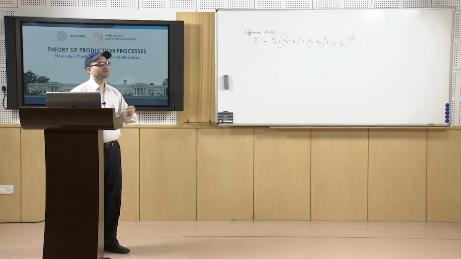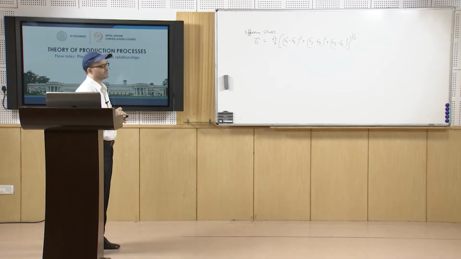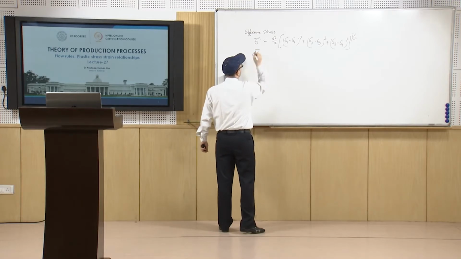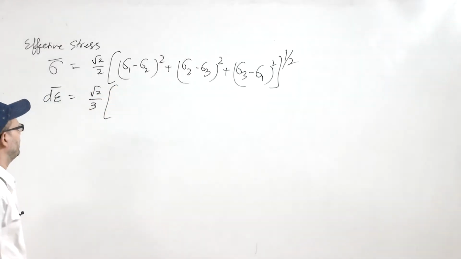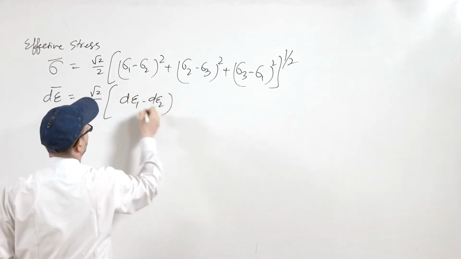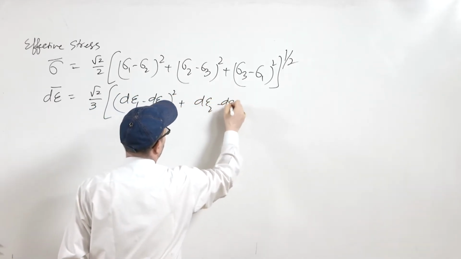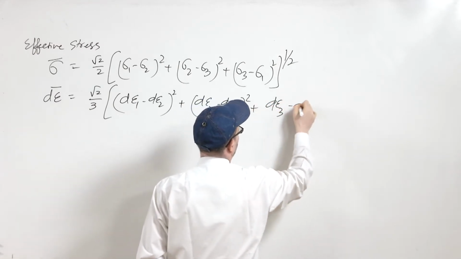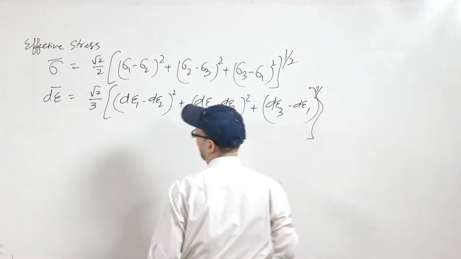Similarly, if you take the effective strain, you define it as follows. It will be root 2 by 3 times [(d epsilon 1 minus d epsilon 2) square plus (d epsilon 2 minus d epsilon 3) square plus (d epsilon 3 minus d epsilon 1) square] whole raised to the power half.